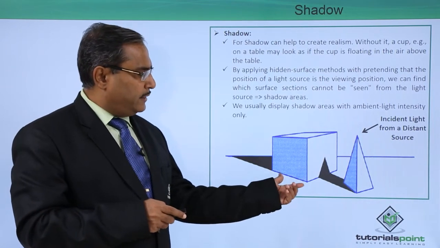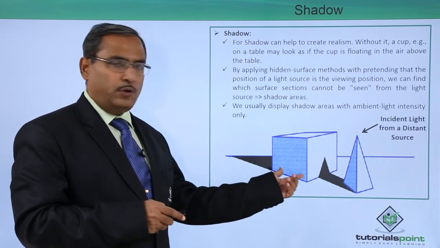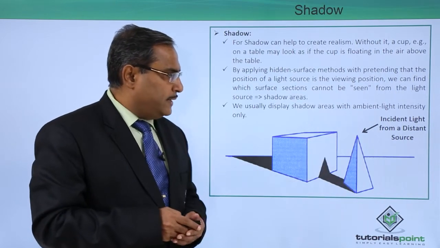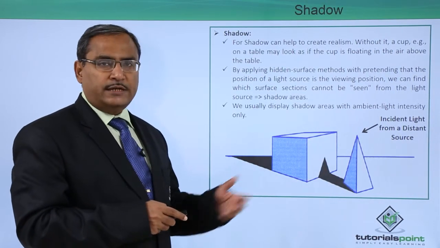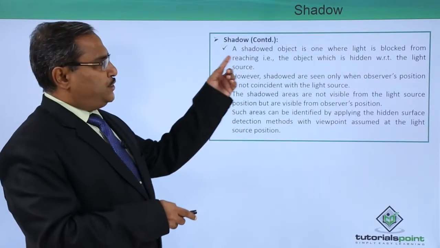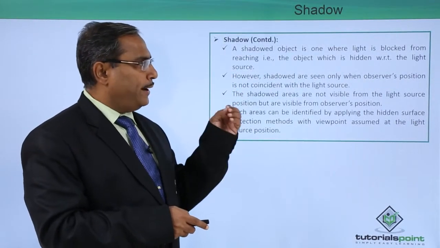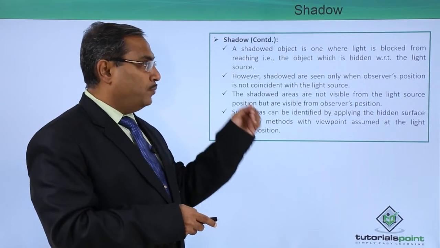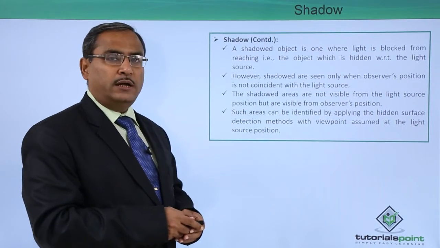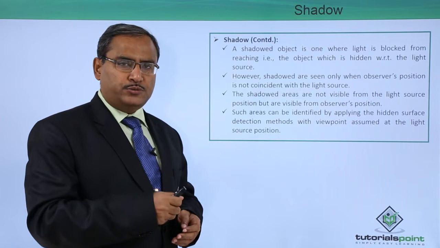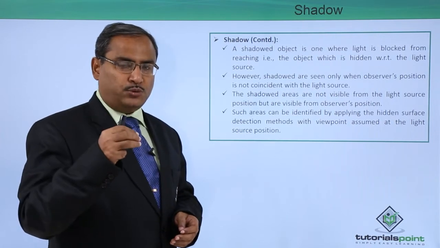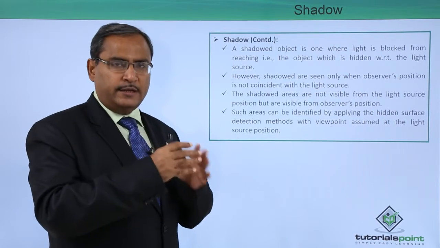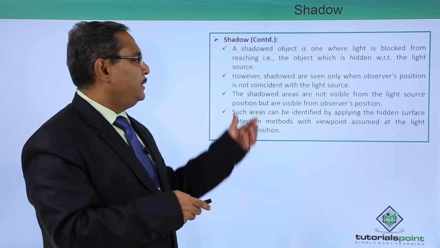So here you can find that there is one shadow of this block and there is one shadow of this respective item. So incident light from a distant source. A shadowed object is one where light is blocked from reaching, and that is the object which is hidden with respect to the light source. I told you this earlier, that from the light source, if the viewer is viewing, the portion which will get hidden, there the shadow will be formed.